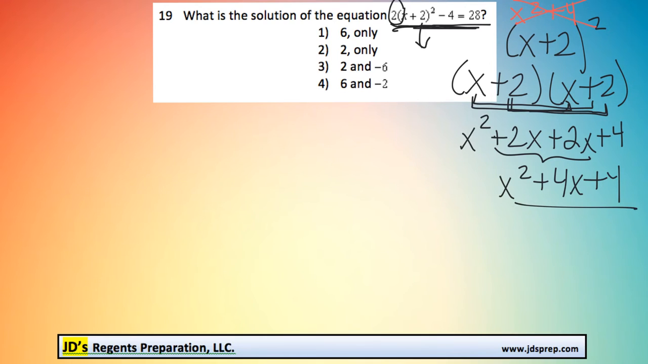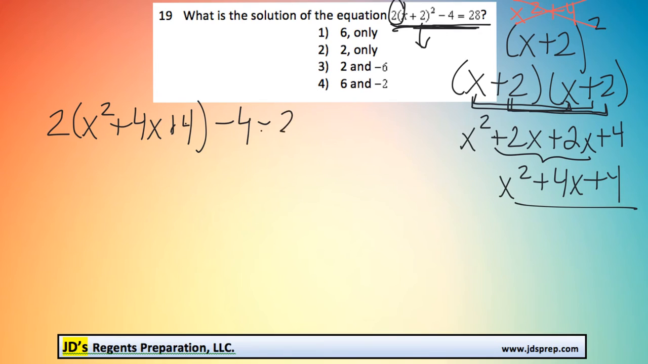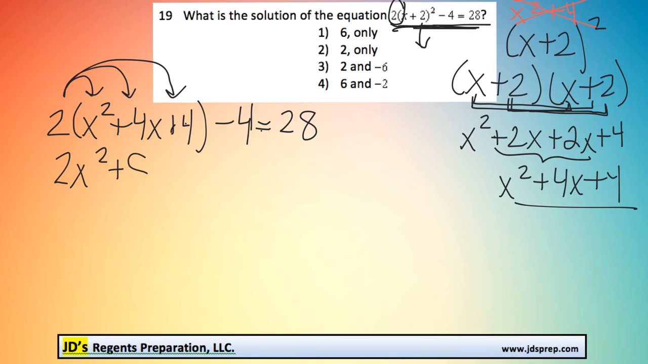But we have to remember that that whole thing is being multiplied by 2. Let's carry on from over here. So we're going to do 2 times what we just figured out, x squared plus 4x plus 4. And while we're at it, we may as well write down the rest of the equation. Now we're going to distribute the 2 by multiplying it with each term inside the brackets here. And we'll get 2x squared plus 8x plus 8. And then we still have that minus 4 equals 28.